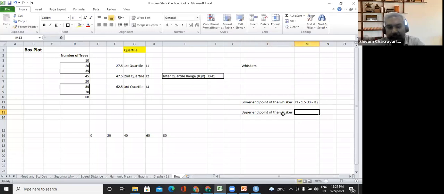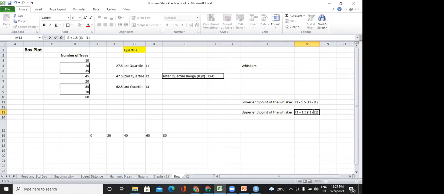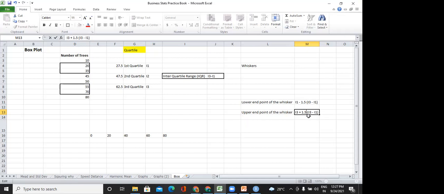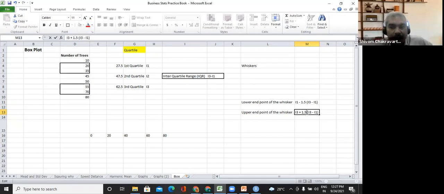So that is I3, the third quartile, plus again 1.5 multiplied by I3 minus I1. Where did that 1.5 come from? 1.5 is a fixed factor we take. So 1.5 is not calculated. It is a convention we are taking. It is fixed.